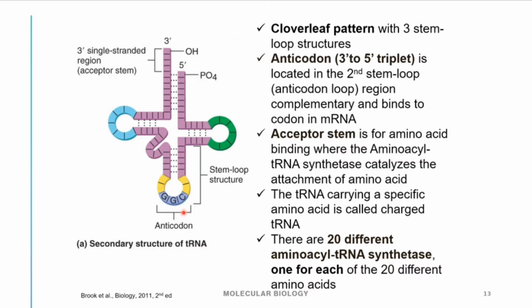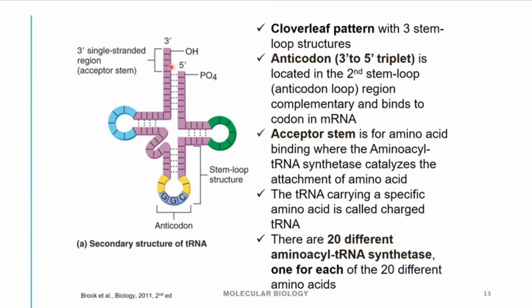And moving on, let's go all the way to the 3 prime end of the tRNA, and you have a little bit of a single-stranded region on the tRNA, which is called the acceptor stem. This is the place where the amino acid is actually bound onto the tRNA. So for this particular tRNA that we have here, that has the anticodon GGC, which corresponds to the codon CCG, it should actually be carrying a proline on the acceptor stem.